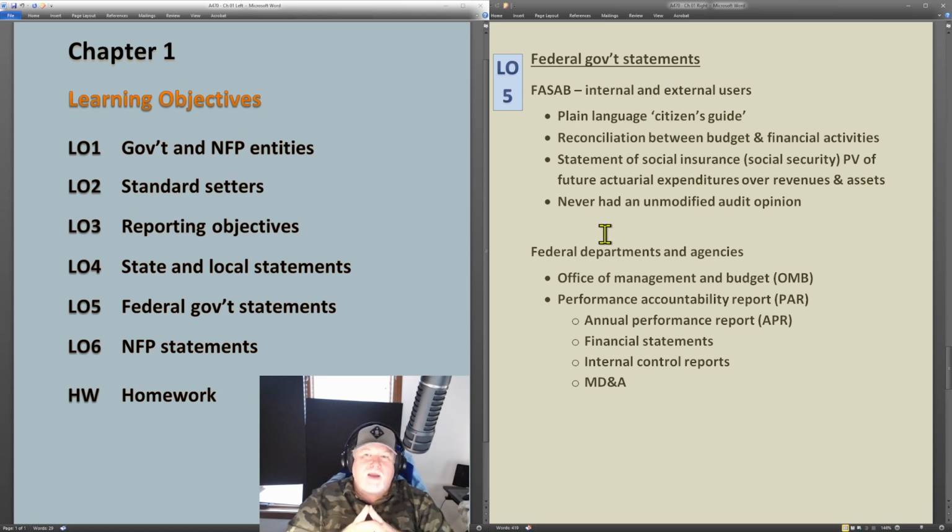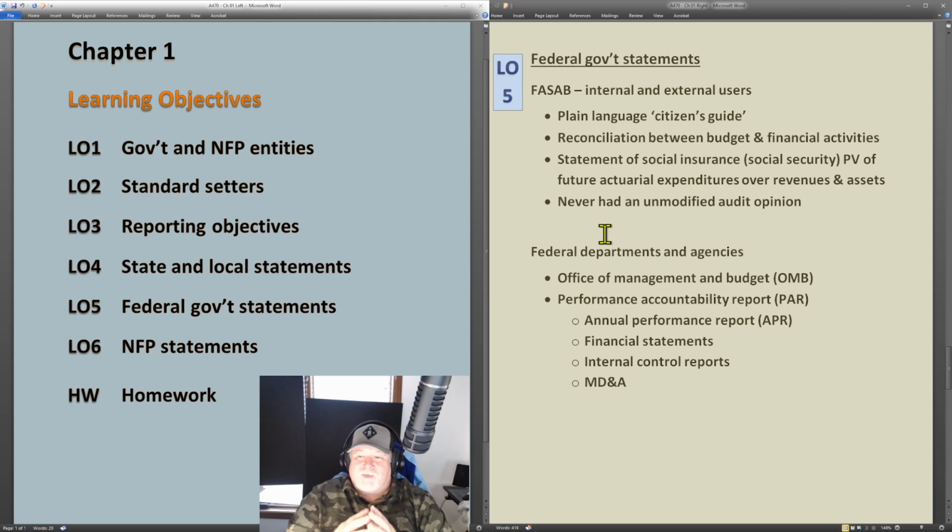Interestingly enough, the federal government is also audited, and for those of you who have taken an audit class already, they have never had an unmodified audit opinion, meaning there's always been problems with the federal government's financial statements.